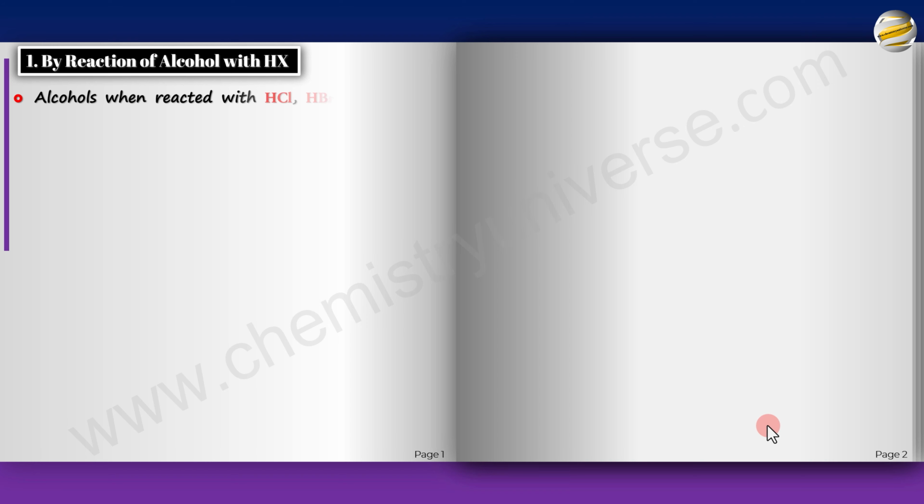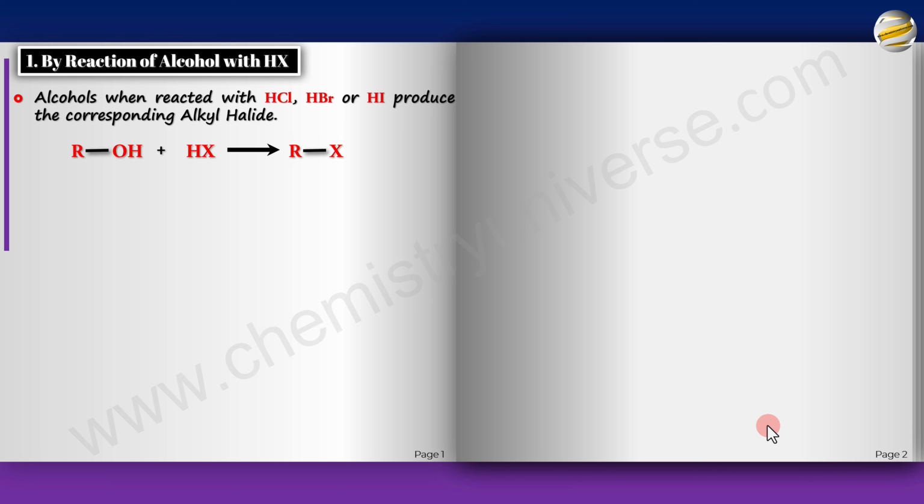So the first thing we're going to do is prepare alkyl halides by the reaction of alcohol with HX. Now alcohols, when reacted with HCl, HBr or HI, produce the corresponding alkyl halide. And the overall reaction is ROH, the alcohol, reacting with HX and you get RX. That makes sense. And let's see the mechanism. Now, I think the most obvious thing that you have understood right till now is that the alcohol would first get protonated by the H plus, and then it will become protonated alcohol.